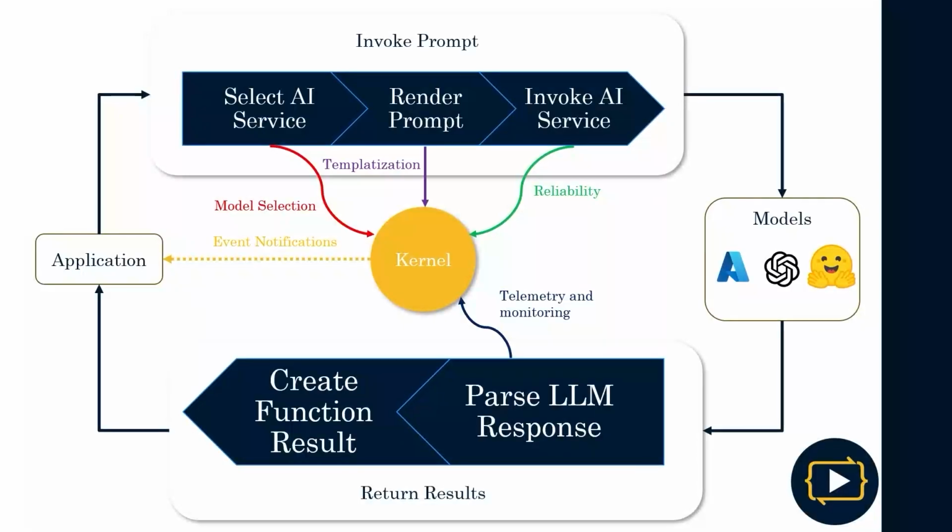Throughout this process, you can implement events and middleware that are activated at each step. This will allow you to perform actions such as detailed logging, providing status updates to users, and most importantly, promoting responsible AI.